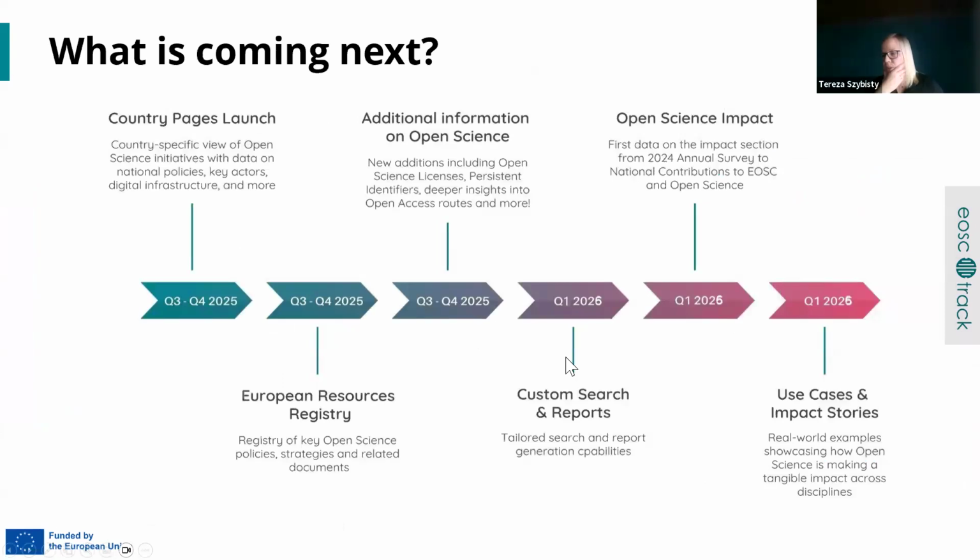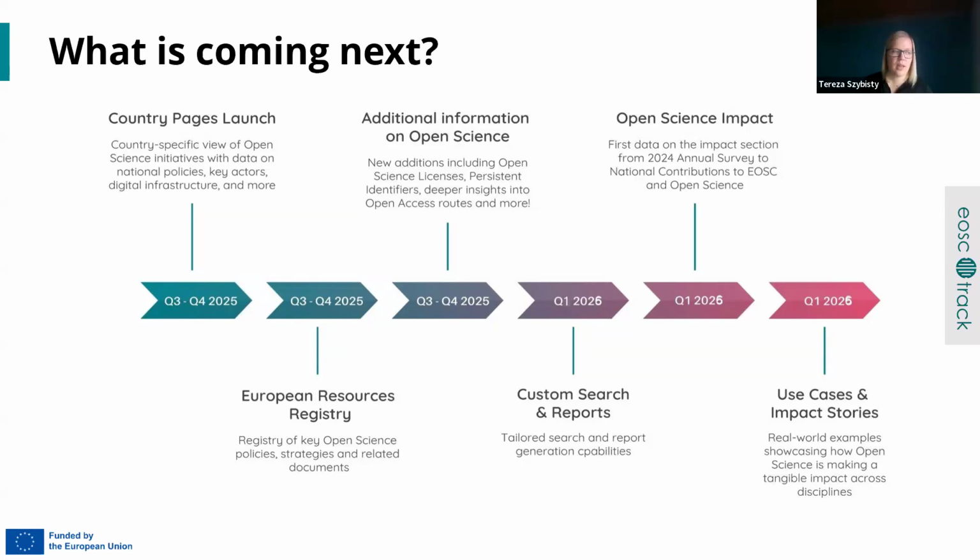So let me share also what is coming in the next months, as a sort of overview of what we are working on right now. You already heard about the country pages and about the European Open Science Resource Registry. This is something that you will see still this year, and you will also see some new thematic pages, including, for example, pages on open science licenses, Creative Commons, persistent identifiers, and also we would like to take a deeper look at the open access routes across Europe.